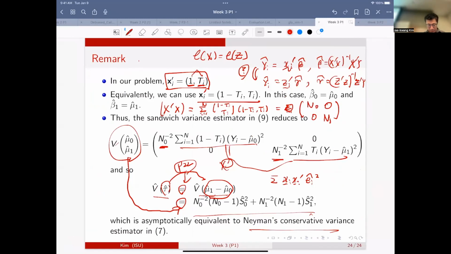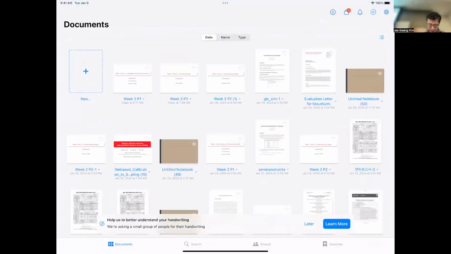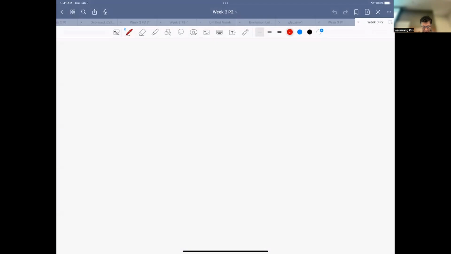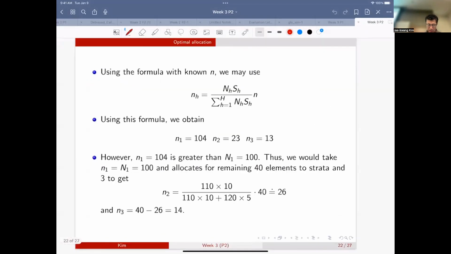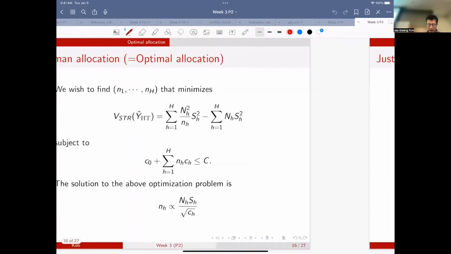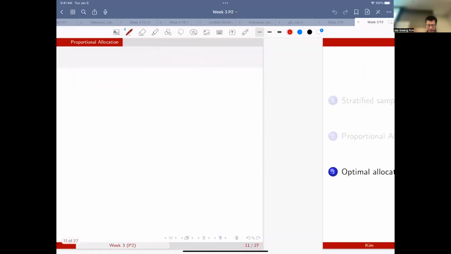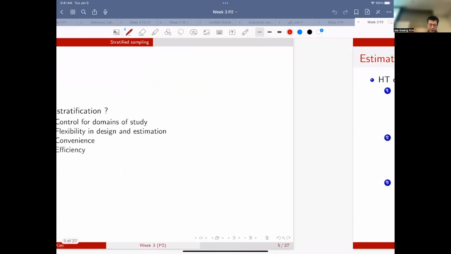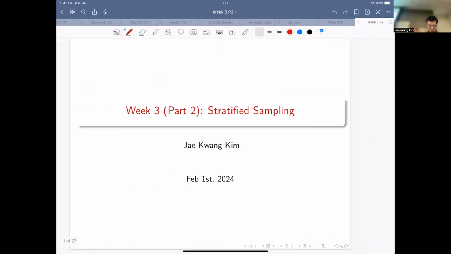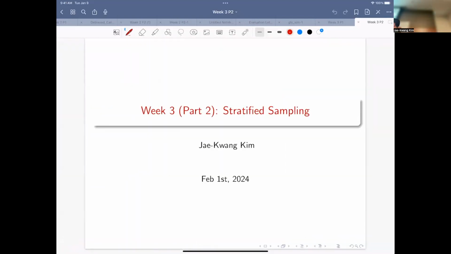So that is all about section part 1 lecture. I'm going to move on to today's part 2 lecture. So now we go back to sampling. We studied simple sampling. Now we move on to stratified sampling.